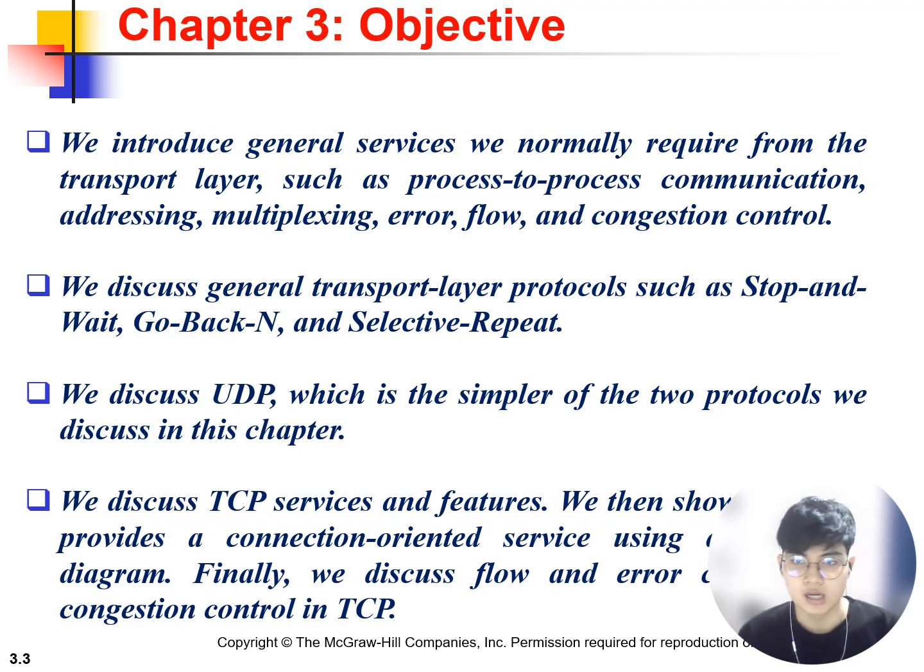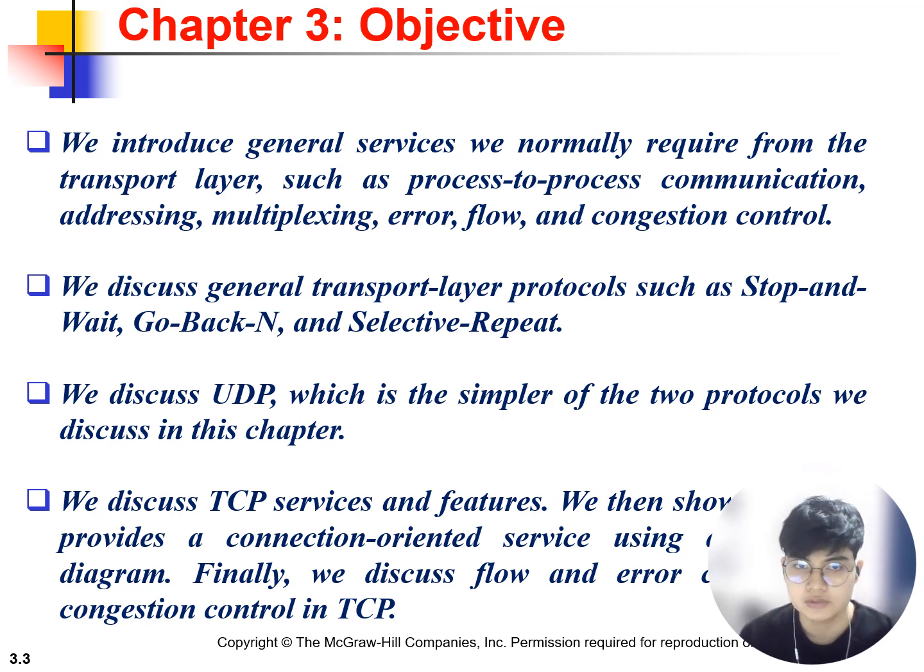Let's talk about objectives. We introduce general services we normally require from the transport layer, such as process-to-process communication, addressing, multiplexing, error, flow, and congestion control. We discuss general transport layer protocols, such as stop and wait, go back N, and selective repeat.